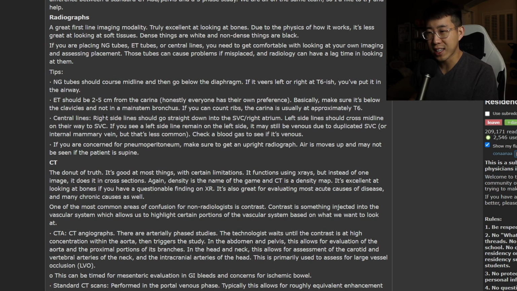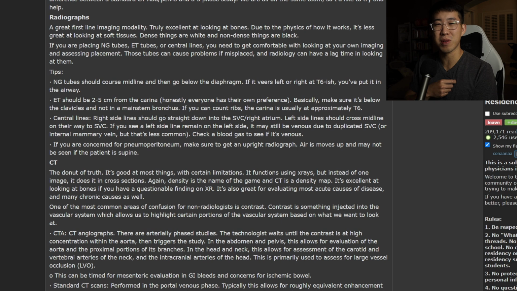Central lines, right side line should go straight down the SVC and right atrium, and the left-sided line should cross the midline on their way to the SVC. If you see a left-sided line remain on the left side, it may still be venous due to a duplicated SVC or an internal mammary vein. That sounds very rare. I've never seen this situation, but very interesting for sure.